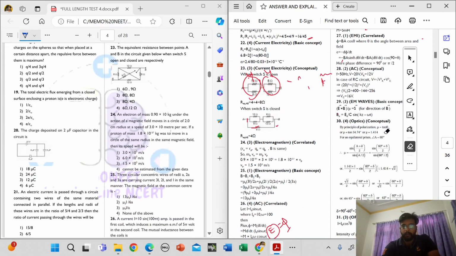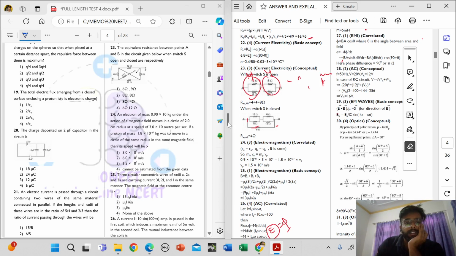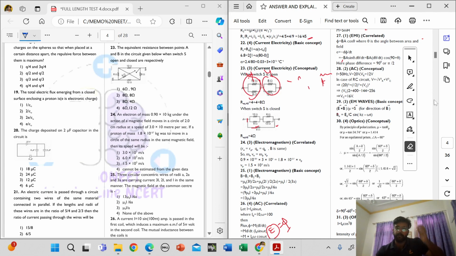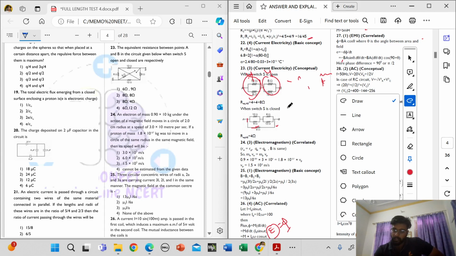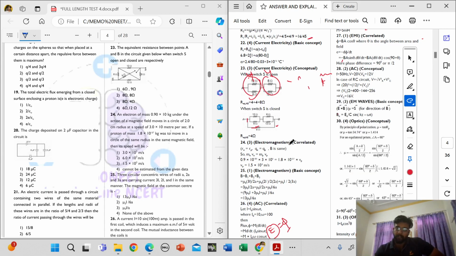Now next question. An electron of mass m_e under the action of a magnetic field moves in a circle of radius r at a speed v_e, and a proton of mass m_p wants to move in a circle of the same radius in the same magnetic field. What will its speed be? We know that when a charge moves in a magnetic field, then qvB is equal to mv square upon r. From here, we get the value of mv is equal to qBr.